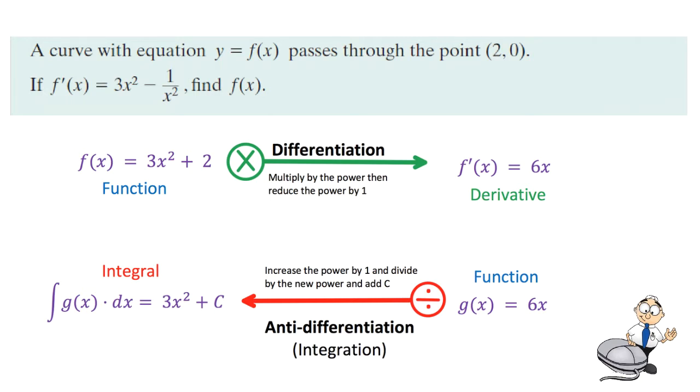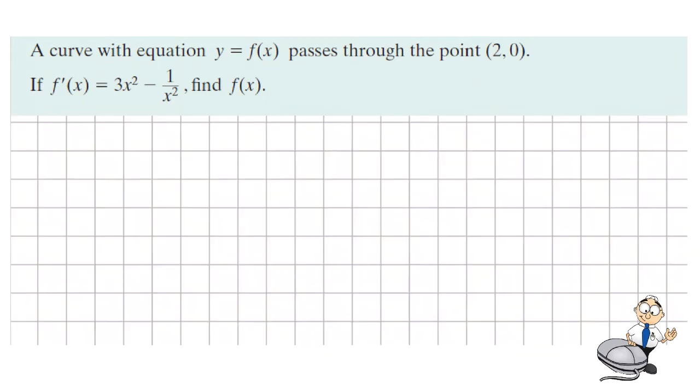So we're going to integrate it and we're going to then insert this point that we're given to try to work out what the constant c was. So let's first integrate the function. So the original function f of x would be equal to the integral of the derivative. So that's the integral of f dash of x dx.